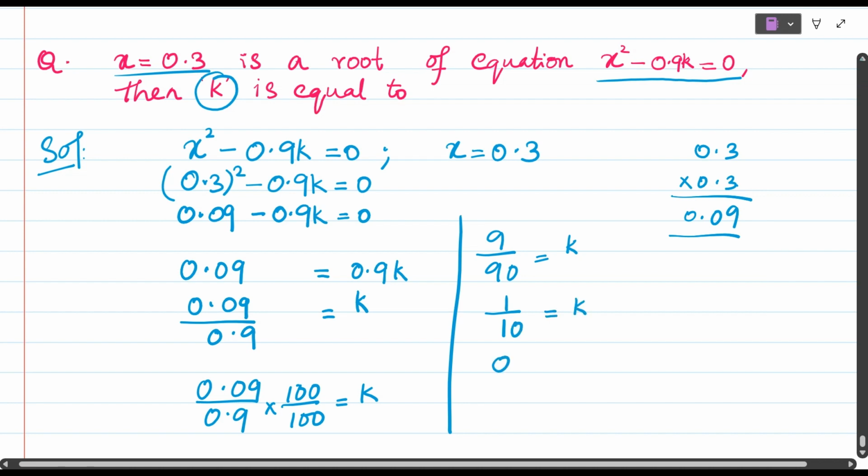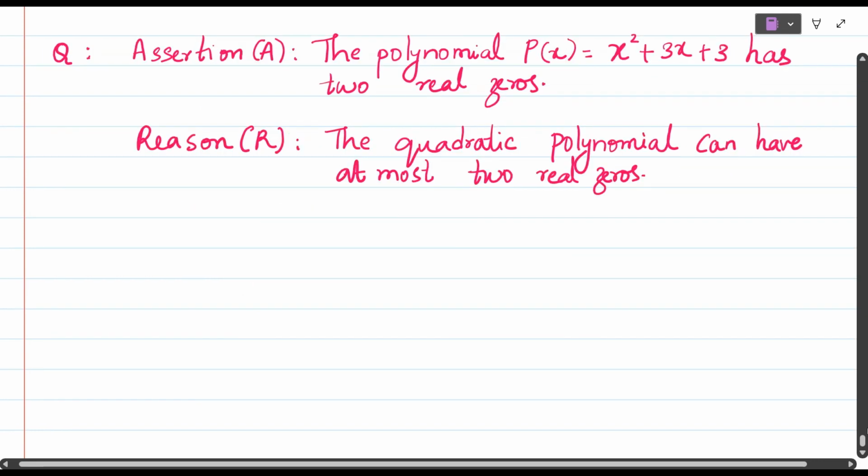So what is the value of k, students? 1 divided by 10 gives 0.1. Okay. So the value of k is 0.1. Hi students. The next question is about assertion and reason.